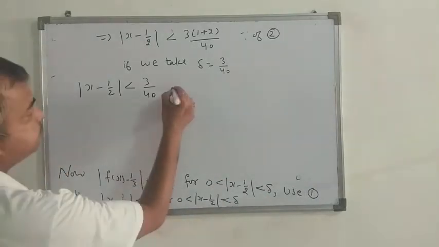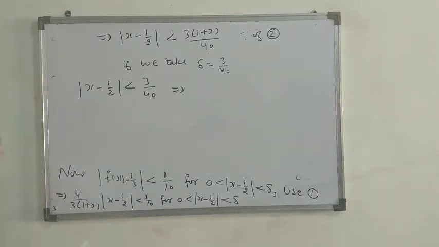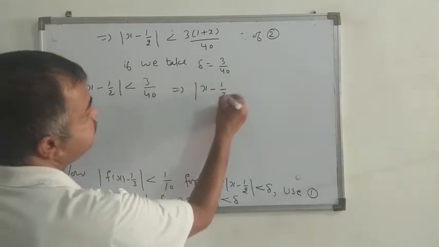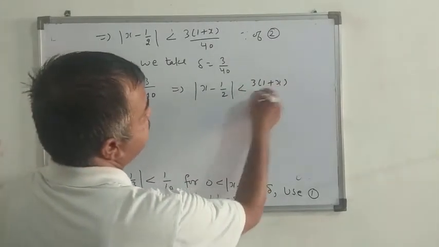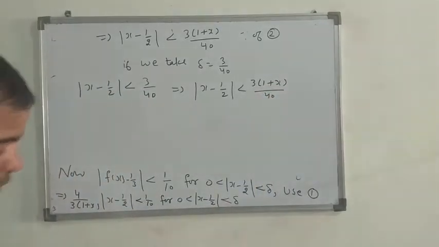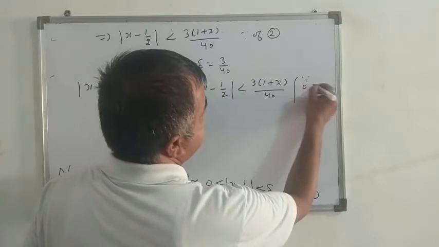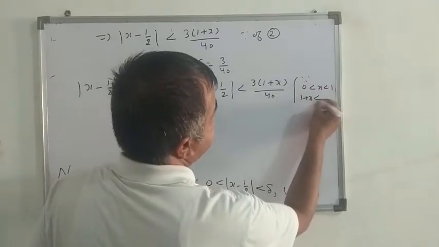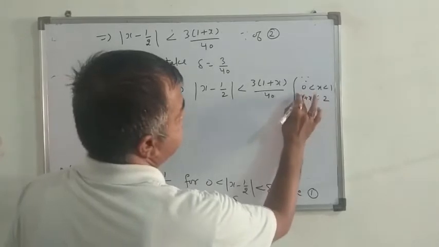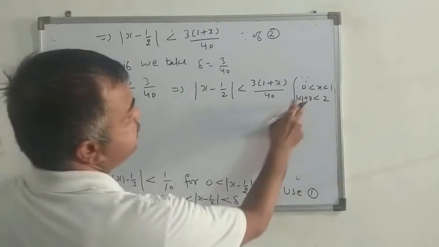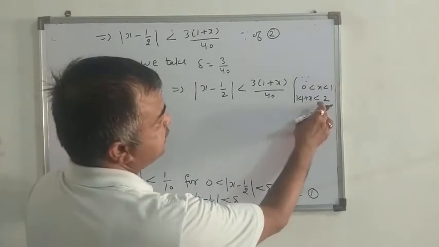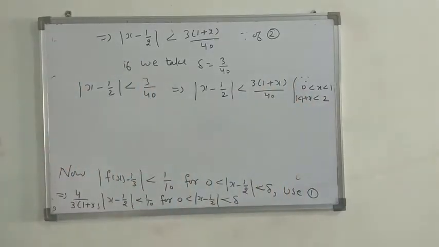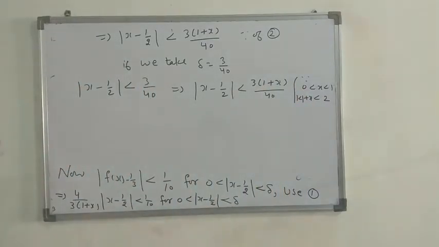It implies |x − 1/2| is less than 3(1 + x)/40. This is because 0 < x < 1, which means 1 + x is less than 2, and this quantity is greater than 1. I have added 1 to each of the terms, so 1 < 1 + x < 2, which means this quantity is just greater than 1. So |x − 1/2| is less than 3(1 + x)/40.